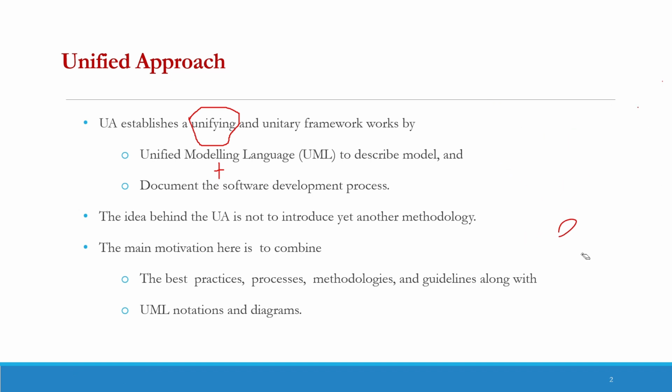In a unified approach, the main motivation is to combine the best practices, processes, methodologies, and guidelines along with the UML notations and diagrams. Keep in mind that UML is a standard, a convention for software engineers or system developers to model the software before it is constructed. So this is the motivation behind the unified approach.